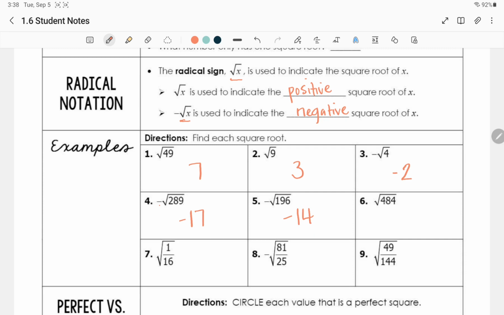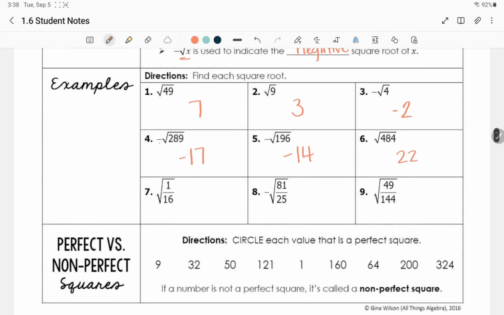Okay, the square root of 484 would be 22. If you multiply 22 by itself, you will get 484. 22 times 22 is 484. 14 times 14 is 196. 17 times 17 is 289. All right, now look at these.